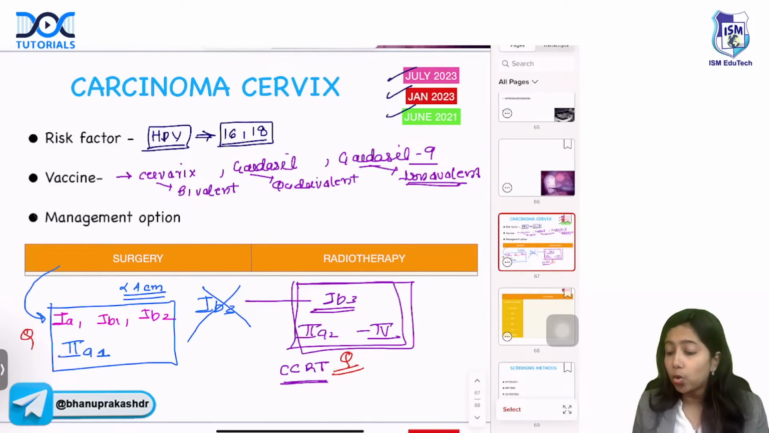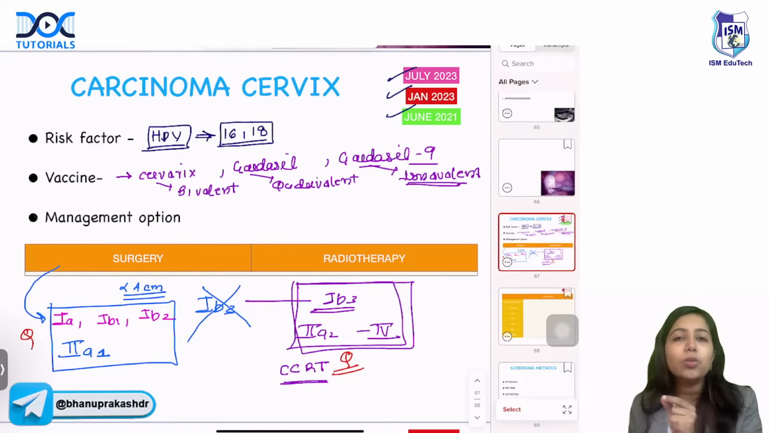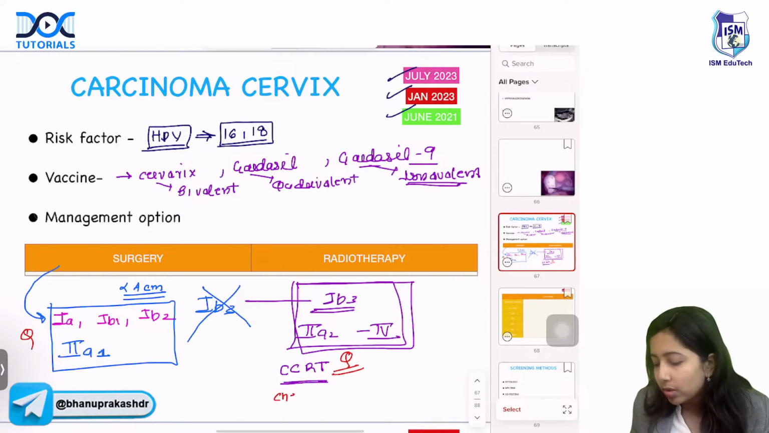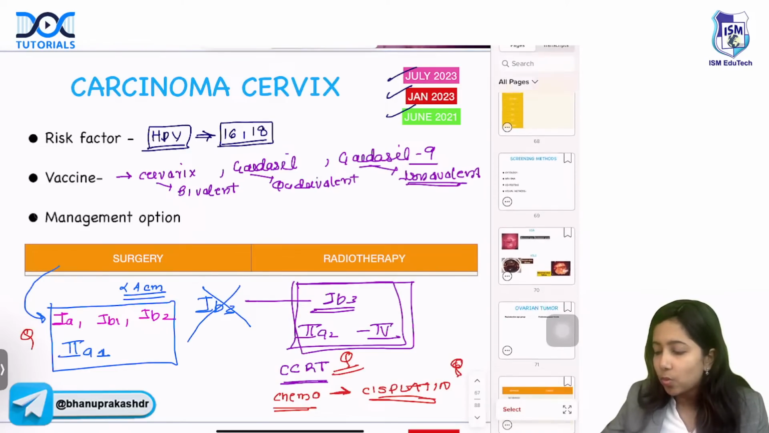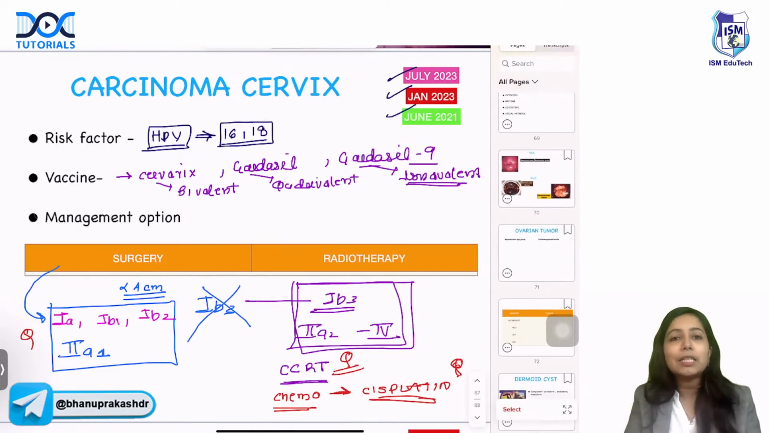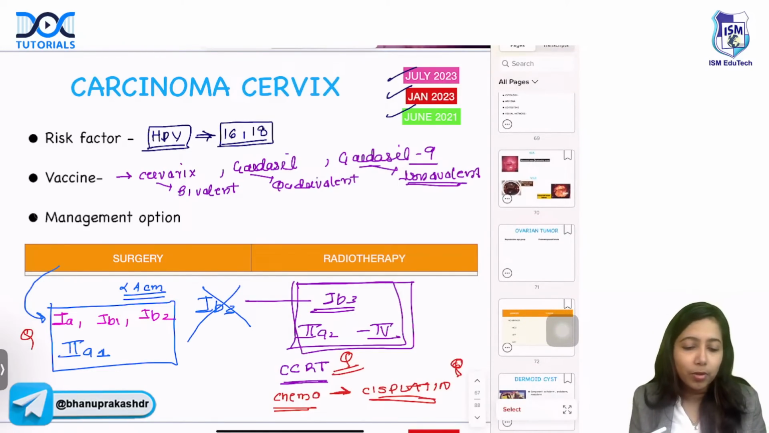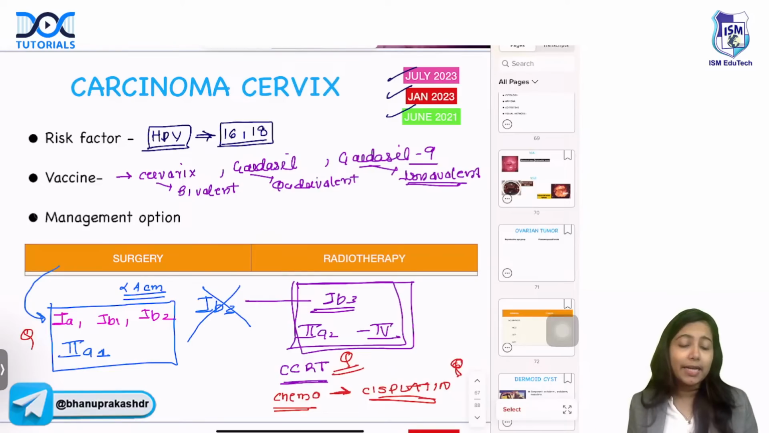Next question. I told you I'm going to give the patient concurrent chemo radiotherapy. What is the chemotherapeutic agent which is most commonly used? The chemotherapeutic agent that you give most commonly is cisplatin. Cisplatin. So many questions right from this one single slide. Is it clear for you? Very important point. Very important slide actually.